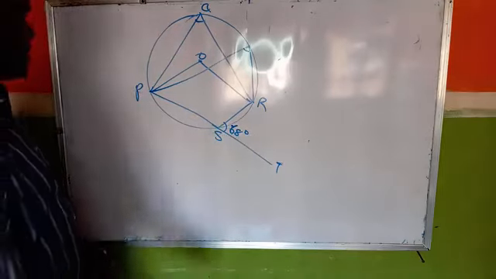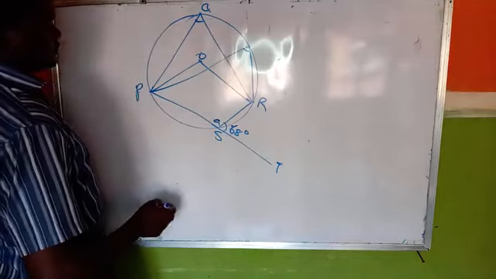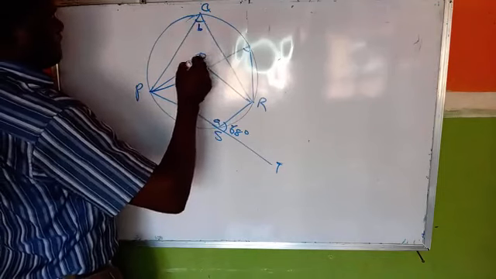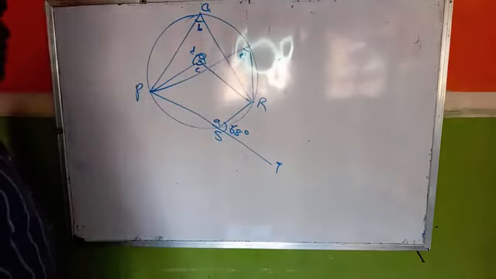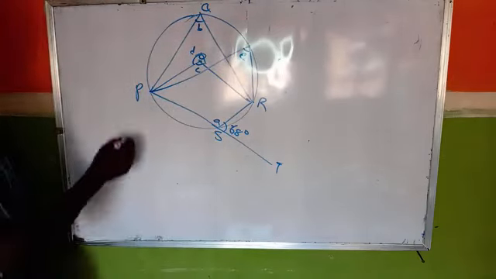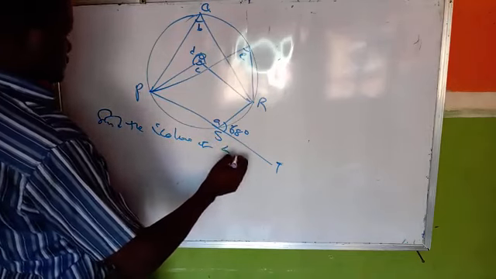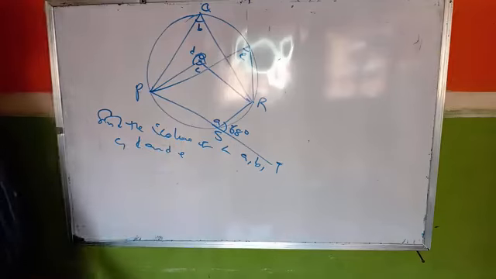Now let me label it. Let's say A, B, C, D, E. Now, to find the value of angle A, B, C, D, and E.